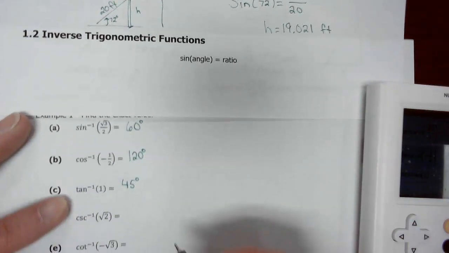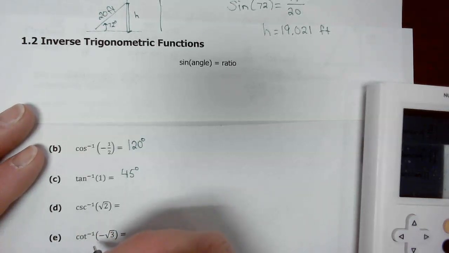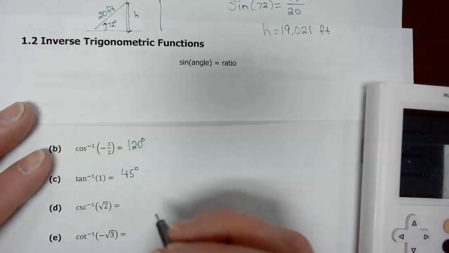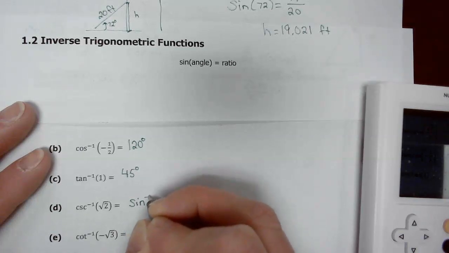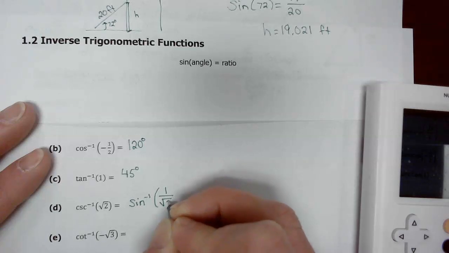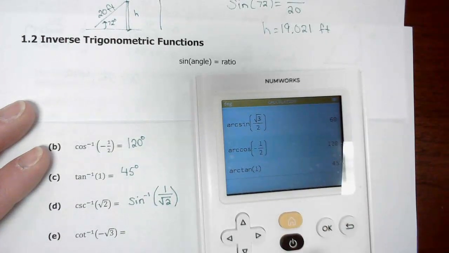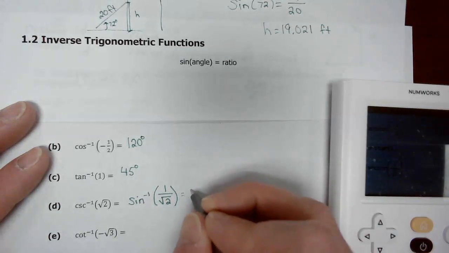Now, this one I have to be kind of careful with because it's giving me cosecant and cotangent. Cosecant is the reciprocal of sine. So what I could do is do the inverse sine of the reciprocal. So I'm going to do inverse sine of 1 over the square root of 2. And it gave me 45 degrees.